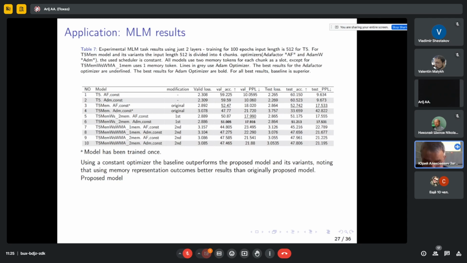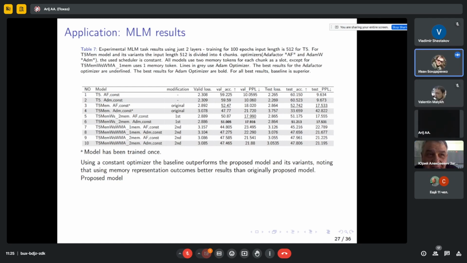Okay. Так. I have some question, Юрий Алексеевич. Я. Это кто у нас тут? Иван Бондаренко. Иван появился. Хорошо.